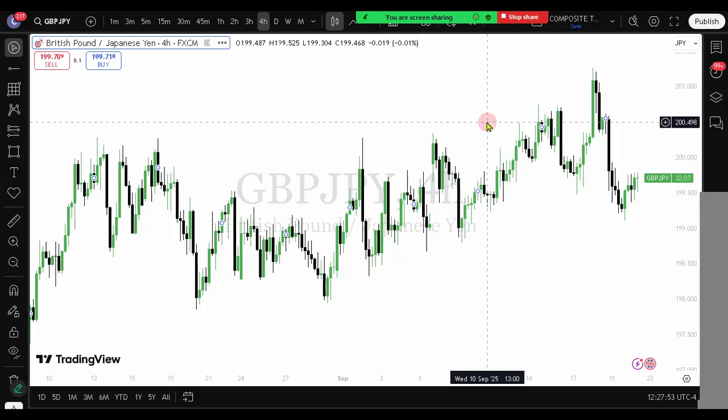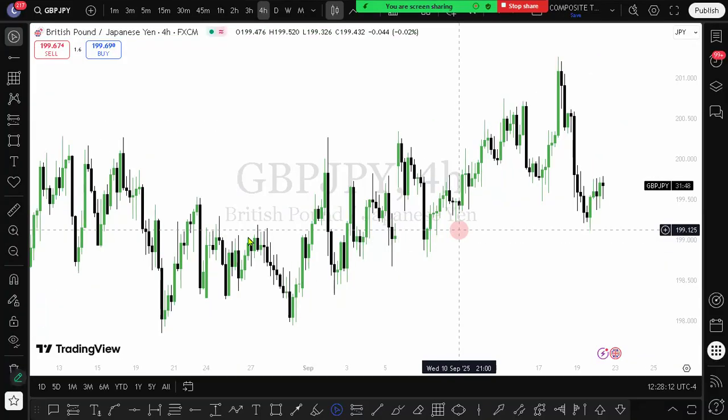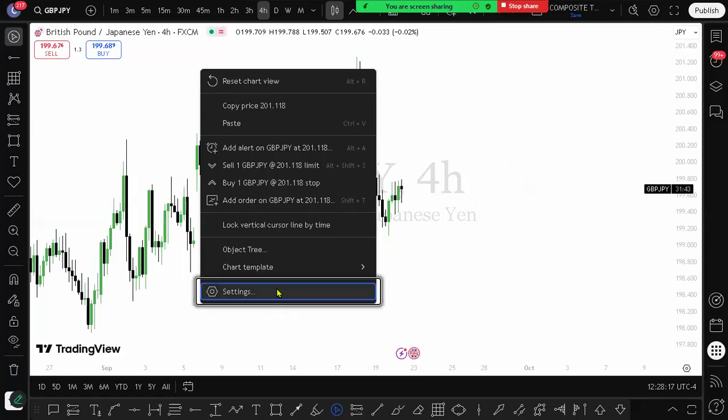Today we have GBPJPY, a pair that I'm having a look at on a higher time frame. We are going to do a top-down analysis on this pair. I hope you can see the background, but let me remove the watermark so that we have a very clean background.